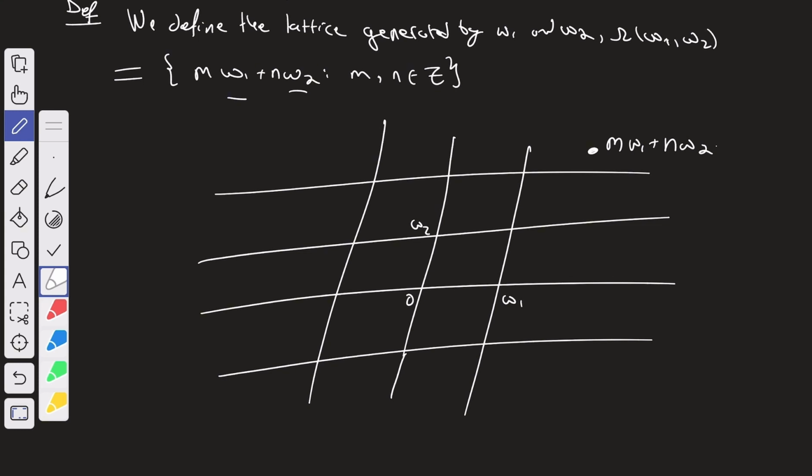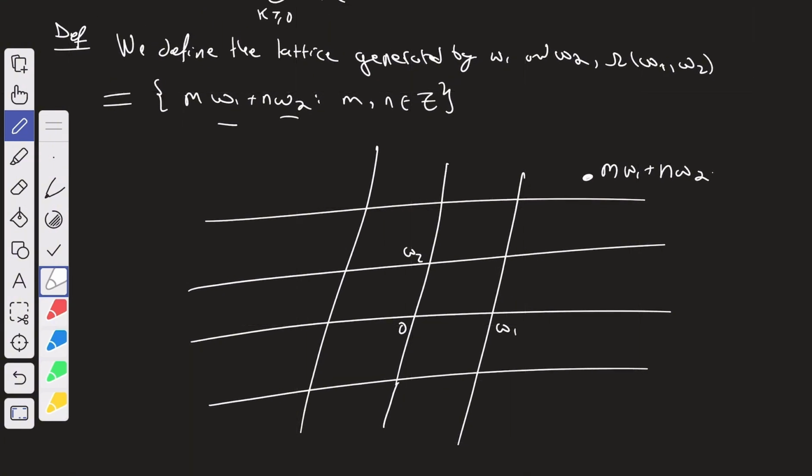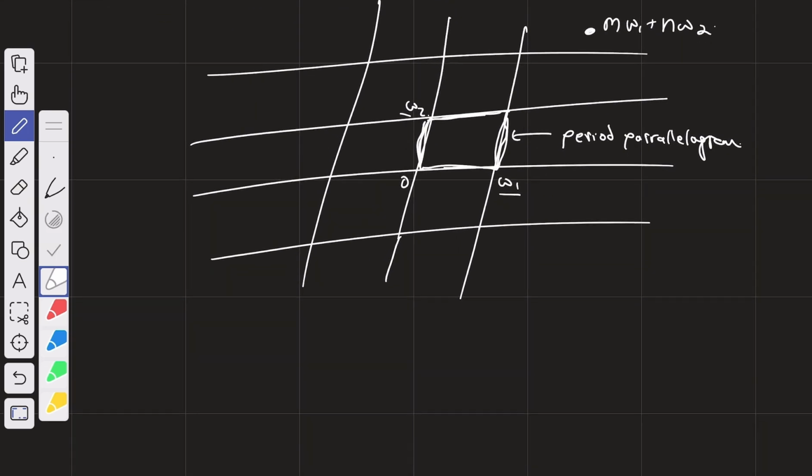Okay, so the reason I'm introducing the definition of a lattice is that it turns out that an elliptic function is completely determined by its values on a parallelogram given by this, because remember it's a periodic function, right? And we call this parallelogram a period parallelogram. And as you can see, if we're taking omega 1 and omega 2 to be linearly independent over R, this lattice is going to cover the whole complex plane, right? So we're now going to start by studying properties of elliptic functions.